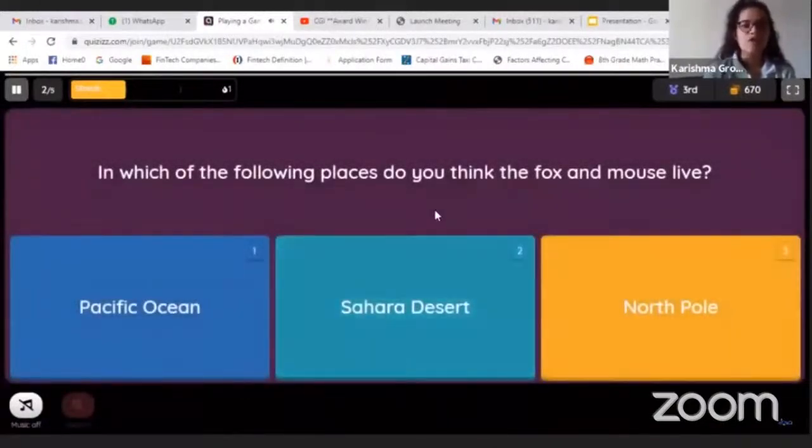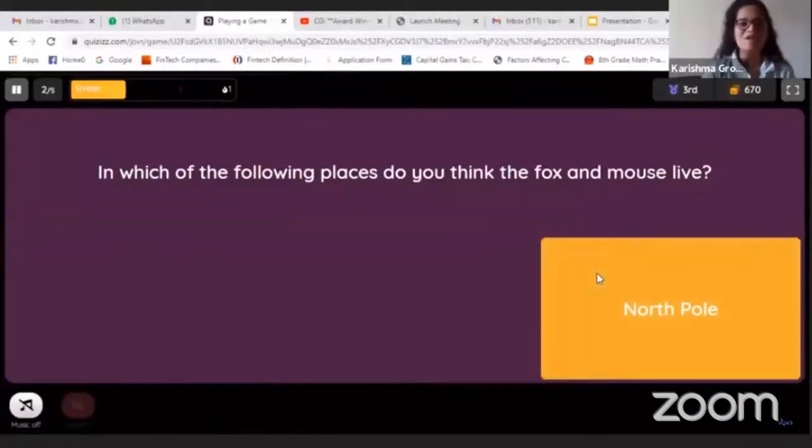Okay, in which of the following places do you think the fox and the mouse live? Pacific Ocean, did we see an ocean? No. Sahara Desert, did we see any sand or desert? No. North Pole, did we see snow? Yes, a lot of snow, right? So it's the North Pole.